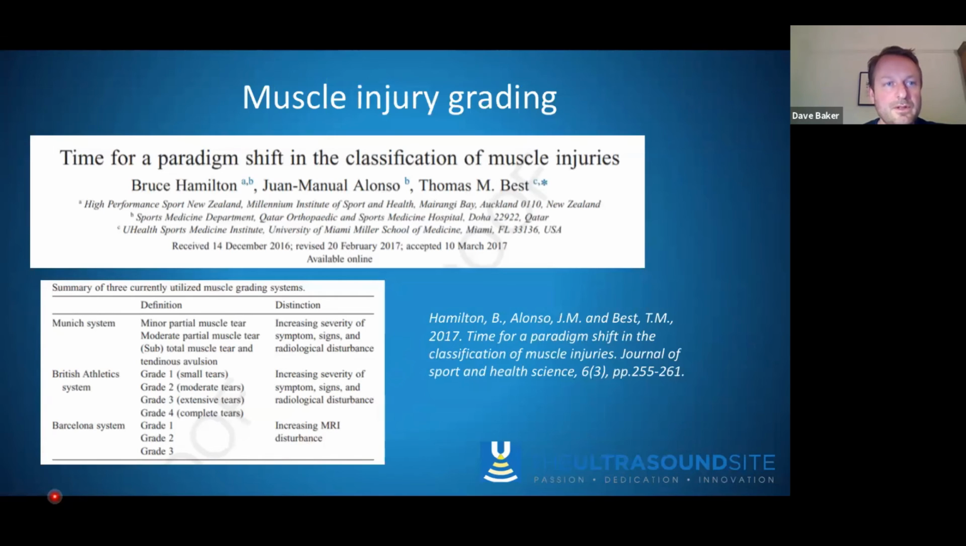And oftentimes the grading systems will talk about functional tests as well as the appearance on ultrasound or MRI scan. So oftentimes if you're just relying on scan alone, it doesn't really tell you the full picture. So we tend to give a little bit more of a description of the tear when we're scanning, rather than just saying a grade 2 tear. We would tend to give a little bit more information about the exact appearance of the tear.